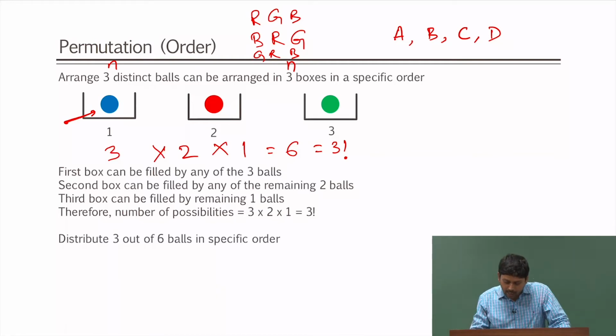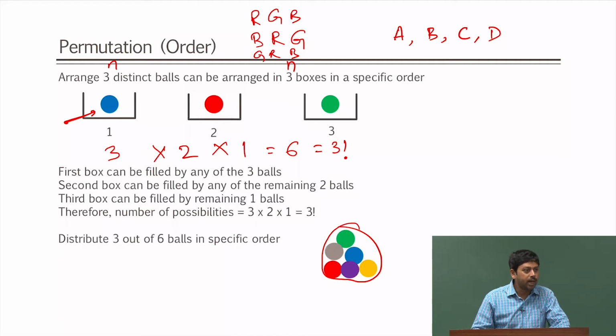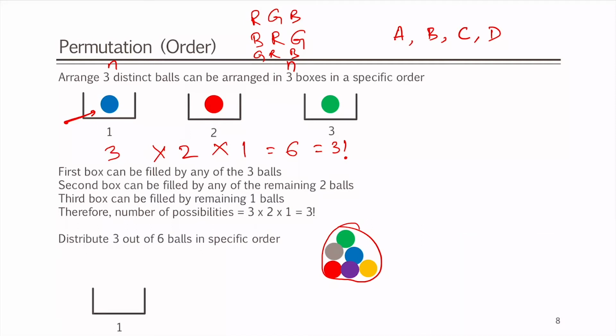Now, let us do a little bit more complicated one. Let us say I have only 3 boxes, but 6 balls. All 6 are there here, and I have only 3 boxes just like above. How can I do that? So, the first one can be again taken, let us say, of the 3 boxes.